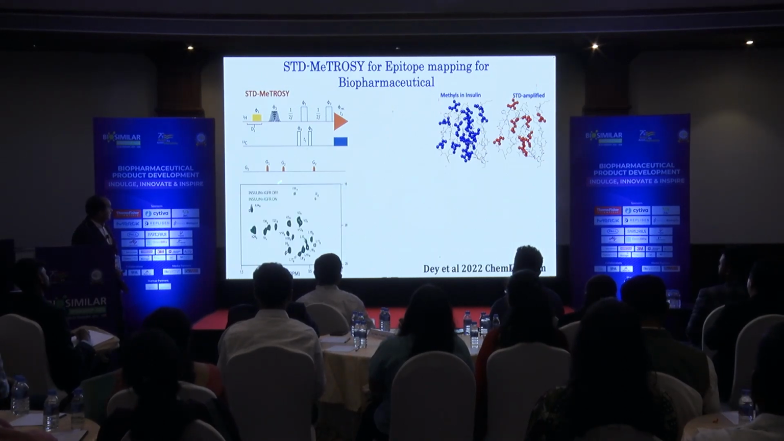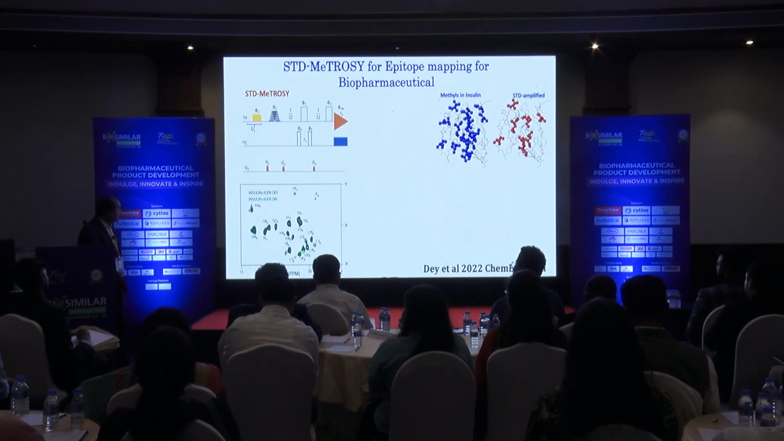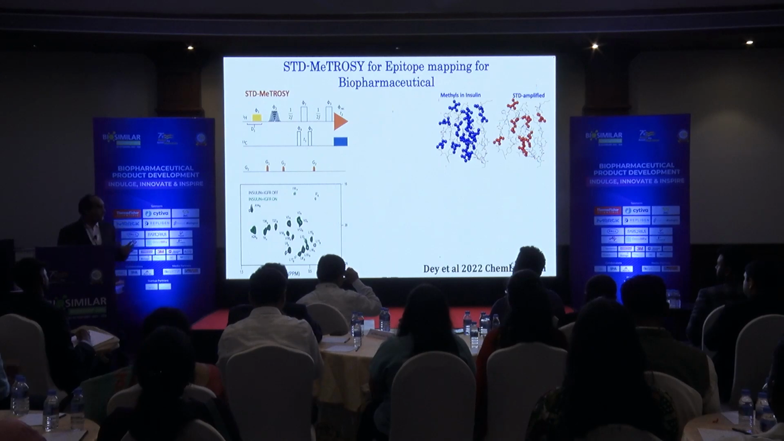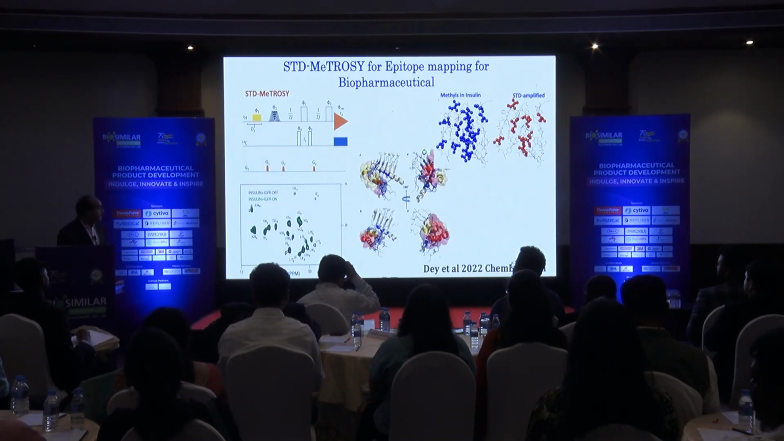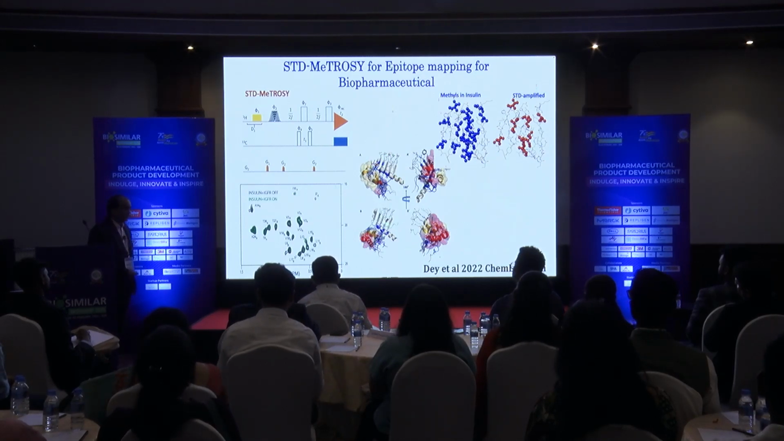Now you can see insulin IGFR on and off. This is coming from the pulse sequence. And one can see what are the epitopes binding on insulin with IGFR. And that's what we are showing here. This is insulin. This is a chain from the IGFR. This is the binding port.